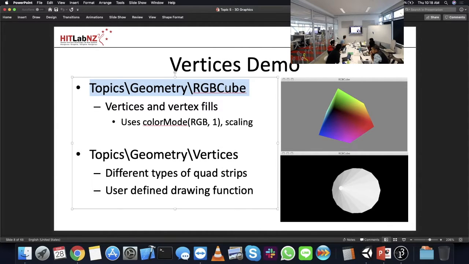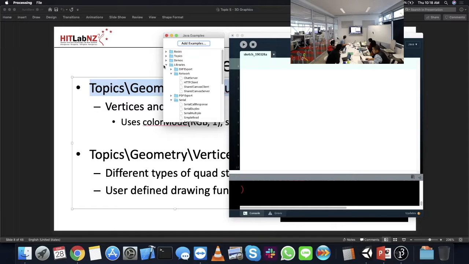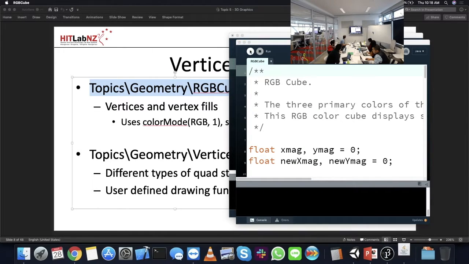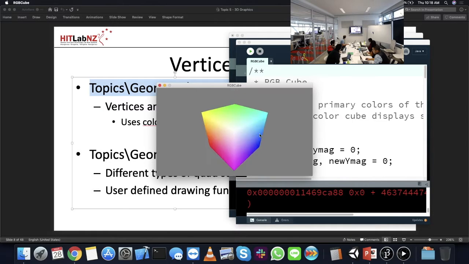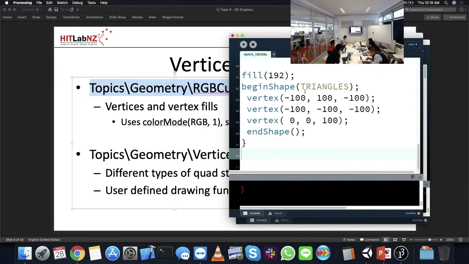So I think I talked about this in one of our earlier lectures. When you see something which looks like this, topic/geometry/RGB Cube, that is a Processing example. So if we go into examples, and hopefully these are still in the same place, topics, geometry, RGB Cube, and we open this one up, you'll see now we have this lovely pretty colored RGB cube floating around. So there's one thing we haven't talked about yet. Let's actually look at that just now.